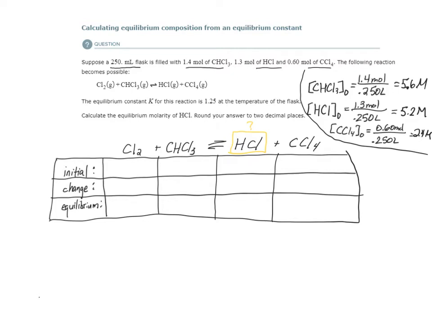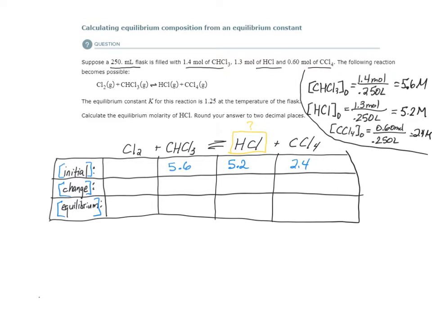Okay? So what we have done is found initial concentrations of these three substances involved in this chemical reaction. So the initial concentration of CHCl3 is 5.6 molar. We don't have to worry about the units here. We could just put the value there, because I know that this is referring to concentration, change in concentration, and equilibrium concentration. Hydrogen chloride, 5.2 molar, and carbon tetrachloride, 2.4.